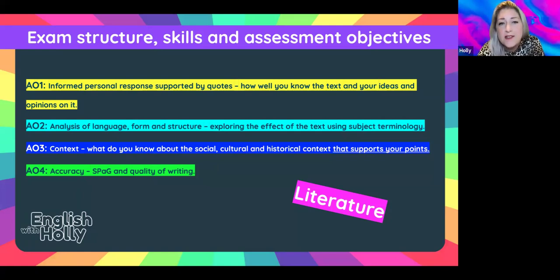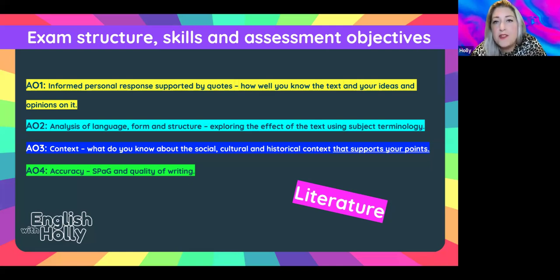AO3 is context, and that's what your teen knows about the social, cultural and historical context of the text that they're studying. And I've underlined that supports your points, because a common mistake made by many Year 10 and 11 students is that they will just chuck in lots of historical facts or information about the social setting of the text. And actually, you don't get marks for that. You get marks when you use that information to help prove the point that you're trying to make. So it's important that they can link that in.